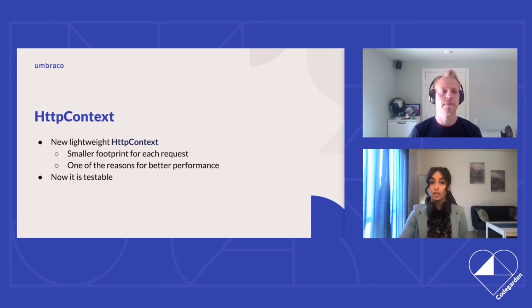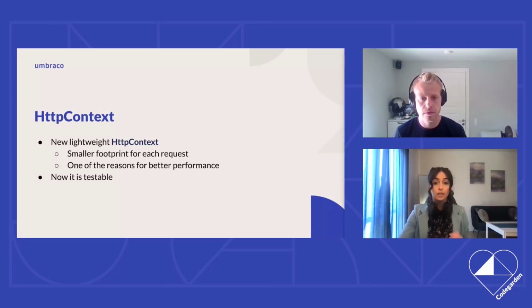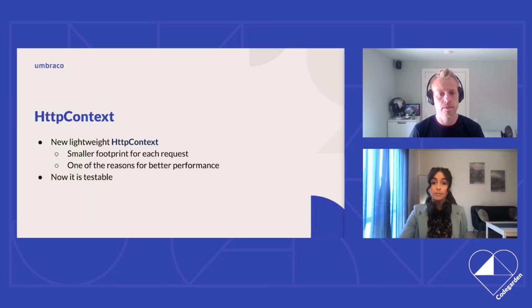Then we have to talk about HttpContext because it has been completely rewritten in the new web framework. Many web developers find it a nightmare to write unit tests that require the use of HTTP context. Therefore, Microsoft decided to re-implement the HTTP context from scratch. Now, we have a lightweight HTTP context that has a smaller memory footprint for each request. This is one of the reasons for the much better performance. Another great benefit is that the new implementation is made with testability in mind. We can now easily write unit tests that involve HTTP context.